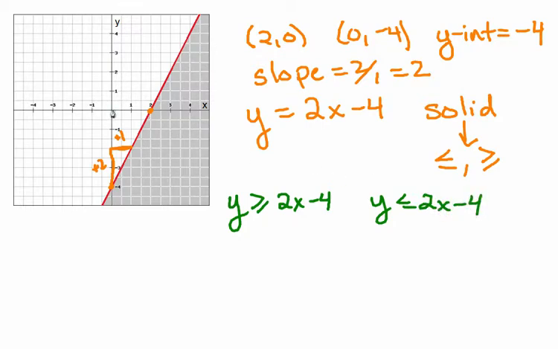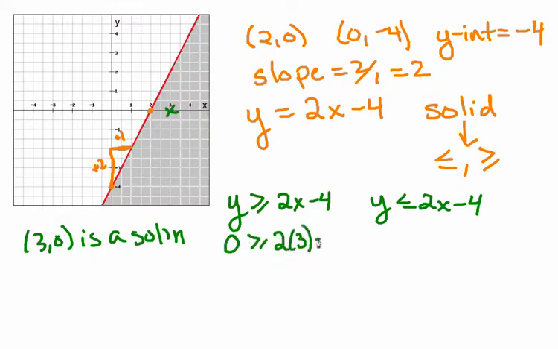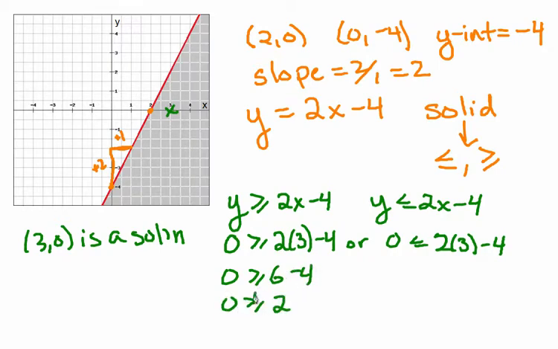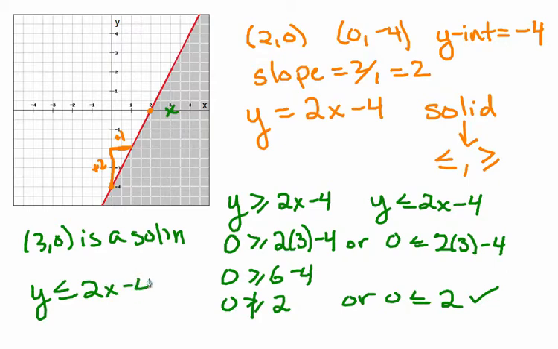Now, (0, 0) is not part of the solution set, so I'm going to take a different point to check. Let's check (3, 0). So (3, 0) should be a solution. All right, so 0 greater than or equal to 2 times 3 minus 4, or 0 is less than or equal to 2 times 3 minus 4. So 2 times 3 minus 4 is 6 minus 4. So 0 is not greater than or equal to 2, but 0 is less than or equal to 2. So y is less than or equal to 2x minus 4 is the inequality that goes with the graph we started with.